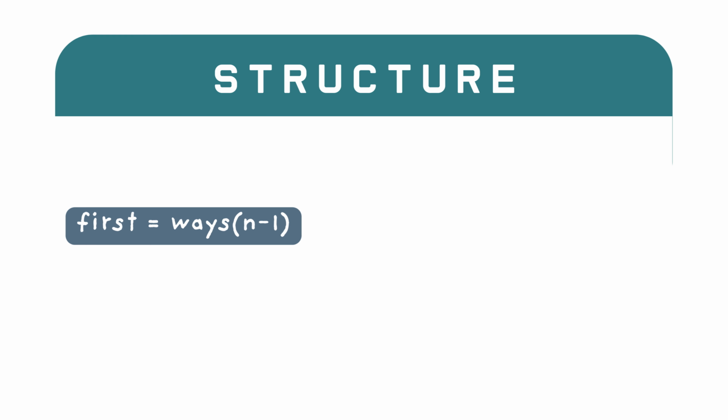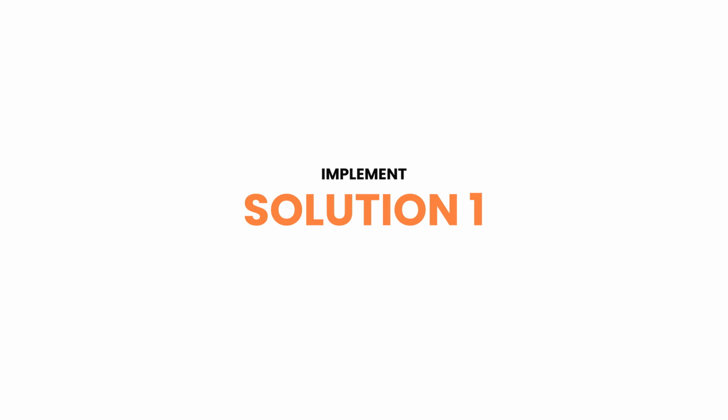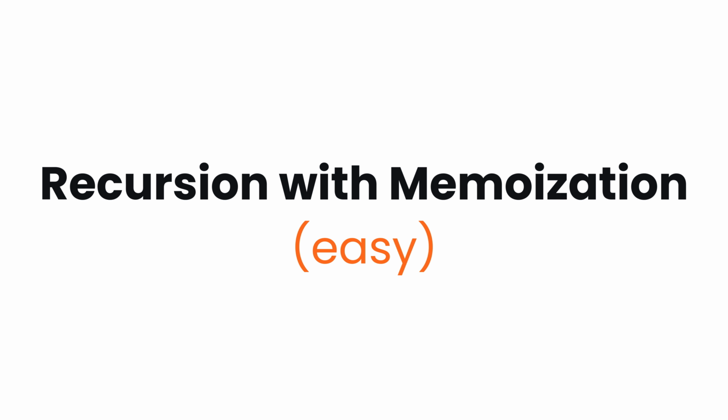Let's structure our DP approach. If n is 0 or 1, return 1. Set 2 variables. First, ways to reach the previous step. Second, ways to reach 2 steps before. For each step from 2 to n, update the number of ways. Current equals first plus second. Move the window forward. Set second equals first, first equals current. Return first. Let's try to implement it using solution 1.